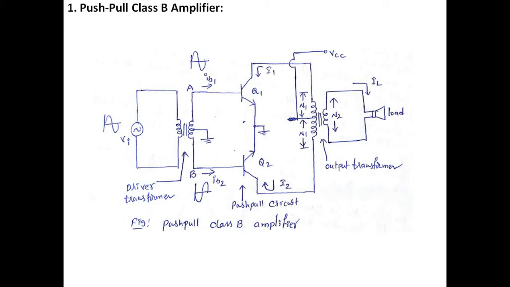The meaning of push-pull is that one transistor pushes the signal and another transistor pulls the signal. That's why they are called push-pull transistors. Push-pull transistor configurations we call a push-pull class B amplifier. Now here we have a driver transformer, and this driver transformer receives the signal from the input source and provides the signal to transistor Q1 as well as transistor Q2. The operation is very simple.